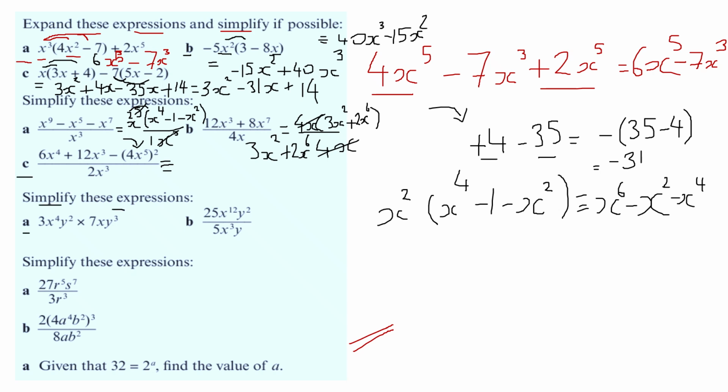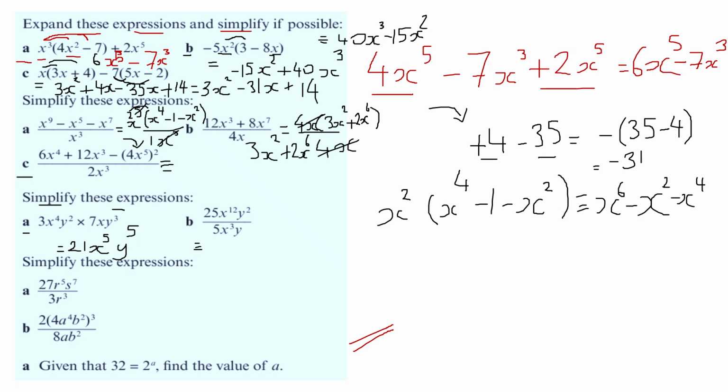Part A, 3x to the power of 4, y squared times 7xy cubed, or y to the 3. 3 times 7 is 21. X to the power of 4 times by x is x to the power of 5. Then I've got y squared times y cubed is y to the power of 5.